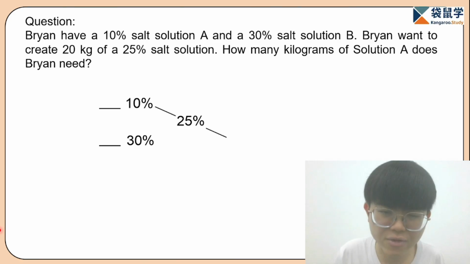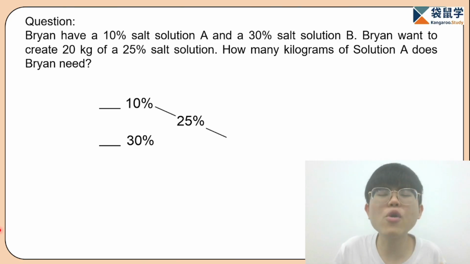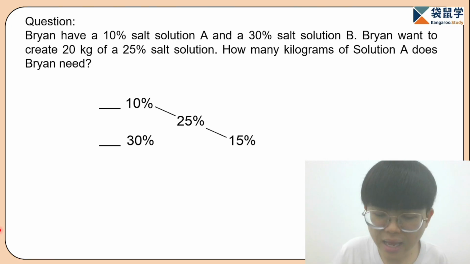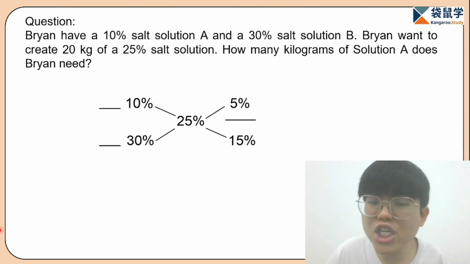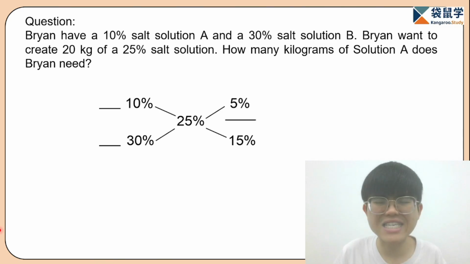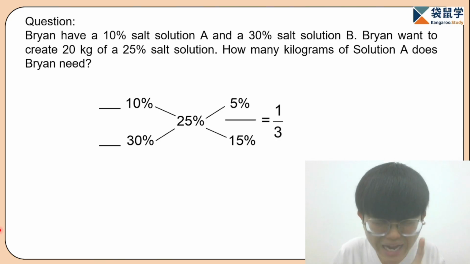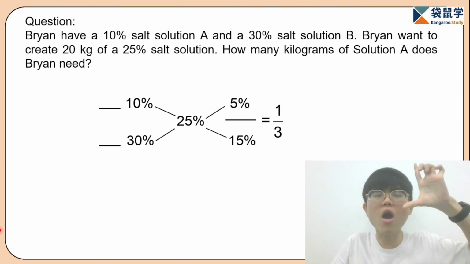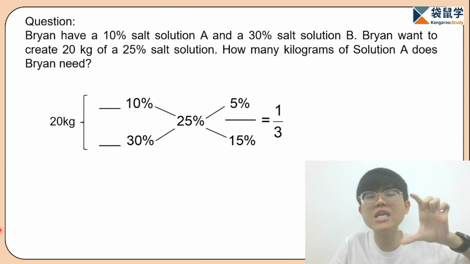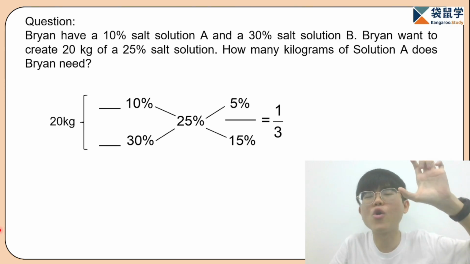The result is 25%. And what we want to do now is the cross method. Find the difference. So here we have 15%. And again, with the cross method, we find the percentage difference is 5%. So the ratio of the difference over here is equal to 1 to 3. And there is one thing given in our question. We say that the sum of the two solutions is equal to 20 kilograms.